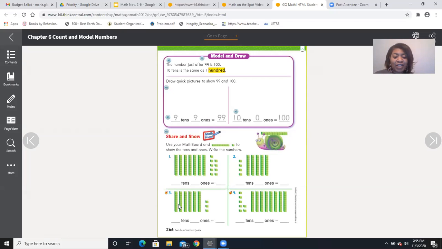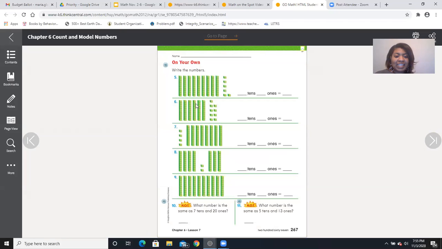I'm going to do the same for numbers 3, 4, 5, 6, 7, 8, 9. And if you're ambitious enough, you can go ahead and do the hot problems number 10 and 11. So it's asking you what number is the same as 7 tens and 20 ones. That's a little tricky. And number 11, what number is the same as 5 tens and 13 ones? So you've got to really make sure that you have on your thinking cap to answer those.